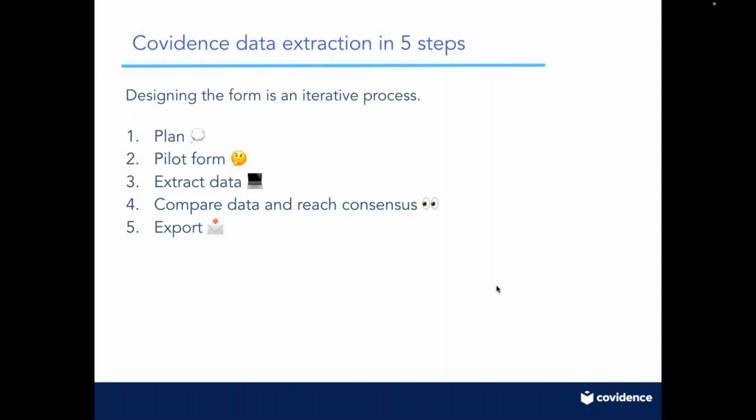Step 4 is to compare the data. If you have 2 sets of data, if you've done data extraction in duplicate, there'll need to be a comparison stage where you come to a consensus and produce a consensus set of data. And if you're doing single reviewer extraction, you'll need to check the data that has been extracted. So that's step 4. And then in the final step, step 5, you will export the data in a format that's suited to your next steps.